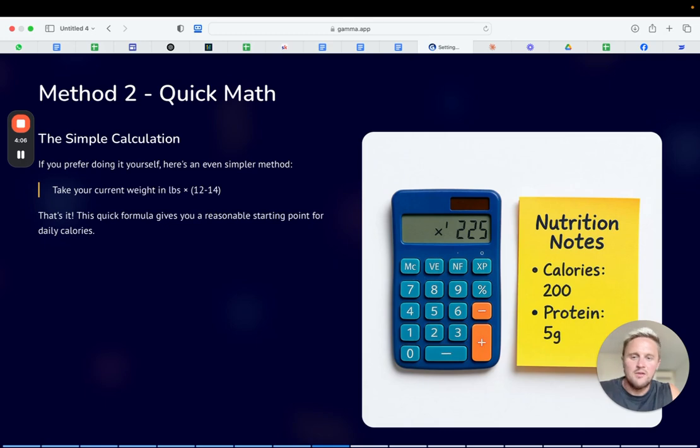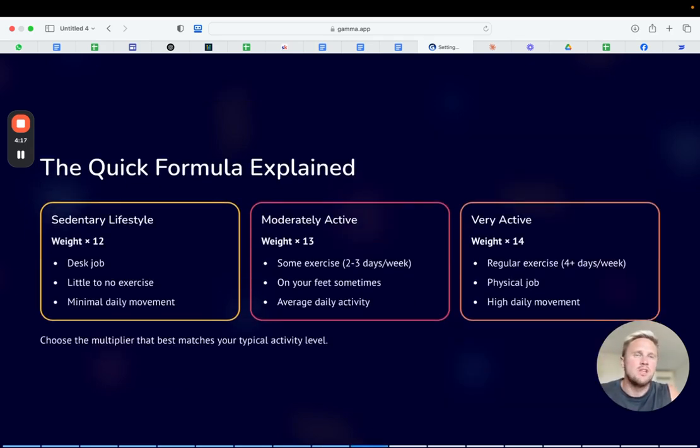So if you want to grab yourself a wee calculator, take your current weight in pounds and then times it by either 12, 13 or 14. So this will give you a reasonable starting point. So I've given you a few examples here.